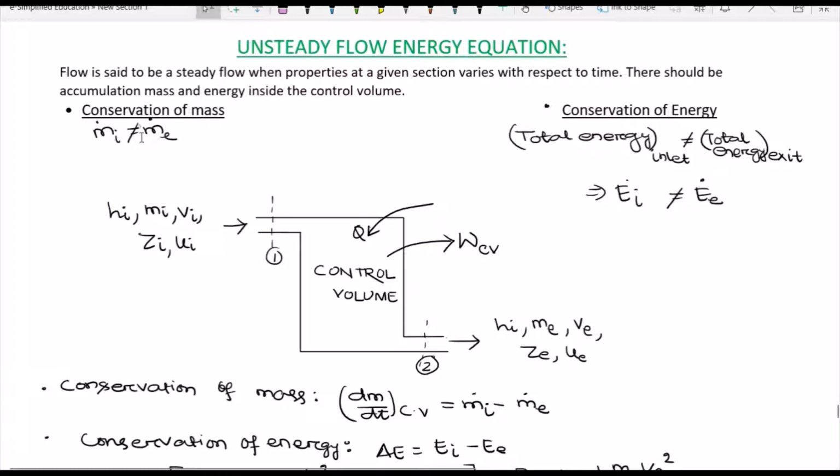According to the conservation of mass, mass entering is not equal to the mass exiting. That means some amount of mass and energy are accumulated in the system. Also, according to the conservation of energy, energy at inlet is not equal to energy at exit, right? So from that you can say this is a control volume same as the steady flow process, but the thing is mass at inlet and exit are not the same, energy at inlet and exit are not the same.